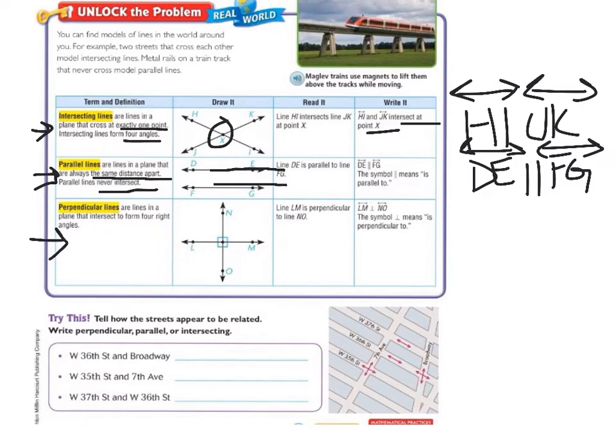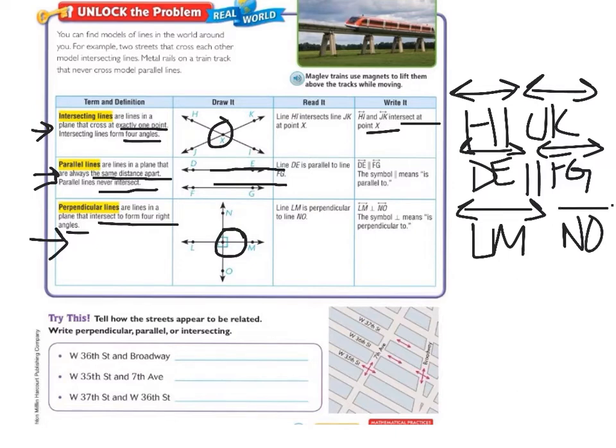Perpendicular lines are lines in a plane that intersect to form four right angles. So in this example here, you see two lines, LM and NO, intersect at one point and create four right angles at the intersection. When we read it, we would say line LM is perpendicular to line NO. And the same thing, we would write LM with a line over it with an arrow in each direction for line LM, and NO with a line above it and an arrow in each direction for line NO.